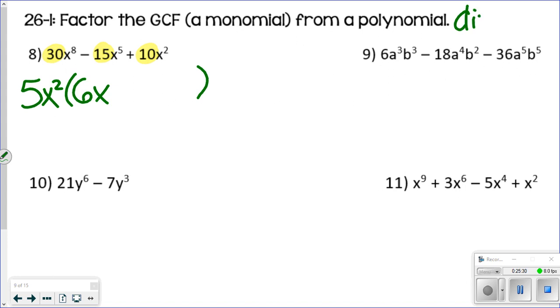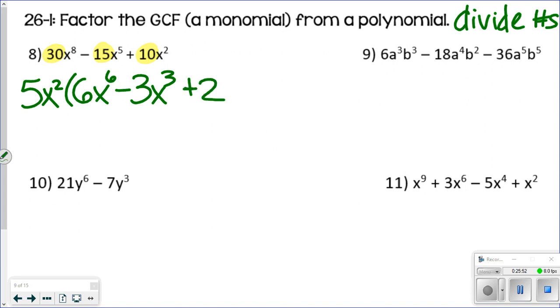So what do you get when you subtract 8 minus 2? 6. Then negative 15 divided by 5 is 3. X, 5 minus 2 is 3. 10 divided by 5 is 2. And then x squared divided by x squared cancels each other out.